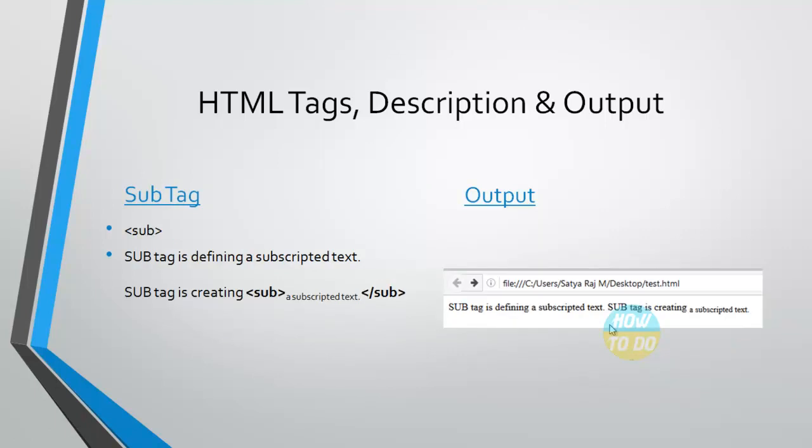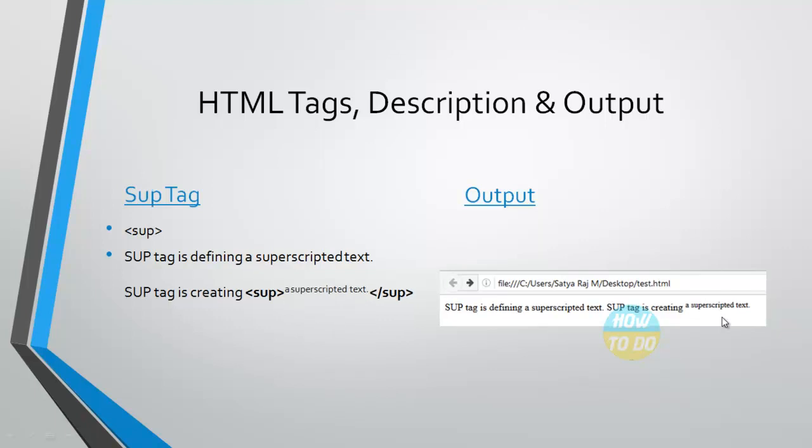Next comes the sub tag. The sub tag is defining a subscripted text. That means, let's say for example, if you want to write H2O, you can write H, and you can mention 2 and then O. So the sub tag can be used for that H2O concept, and you'll be getting the subscripted text like this below the font.